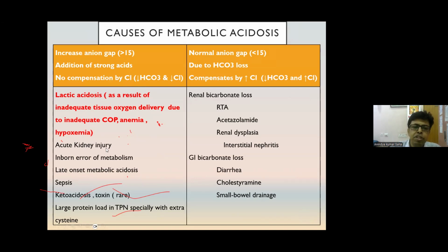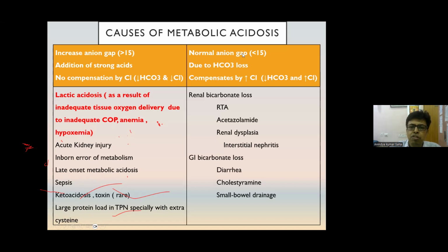In case of acute kidney injury where the acids are accumulated, in case of inborn error of metabolism, late onset metabolic acidosis, ketoacidosis in large protein load of TPN and especially with faulty composition like extra cysteine in the amino acid composition. So in these cases, we can have a high anion gap metabolic acidosis. So anion gap calculation is very much required.